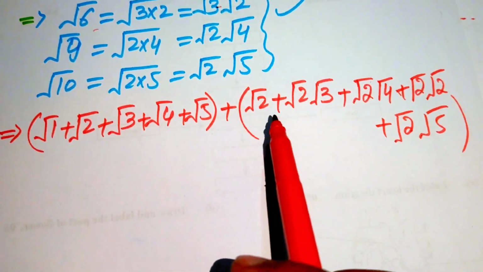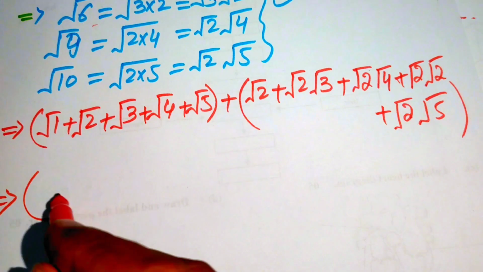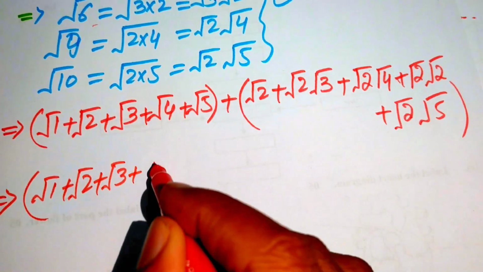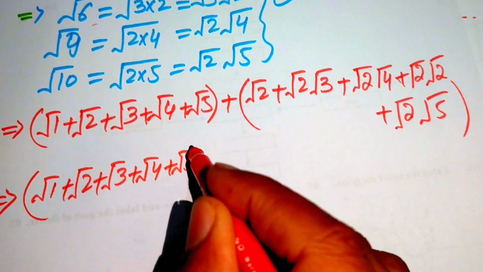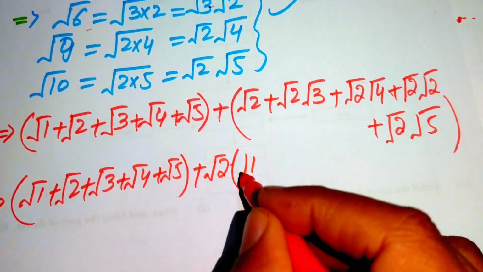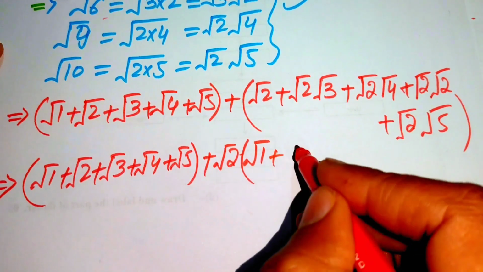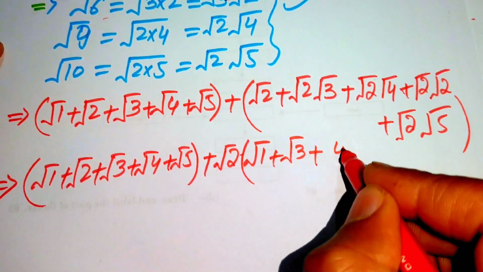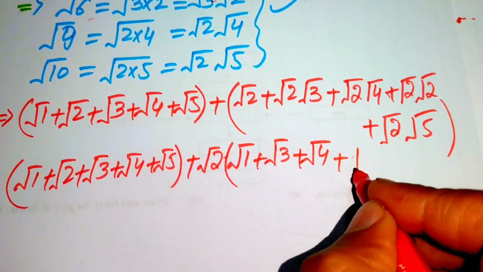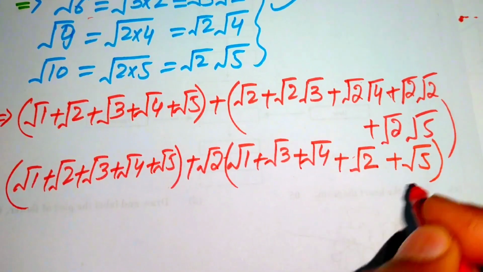So now here we take common square root of 2 from each of these terms and we write it as square root of 1 plus square root of 2 plus square root of 3 plus square root of 4 plus square root of 5, and here we take common square root of 2 and we get here 1, and we write this 1 as square root of 1 because square root of 1 equals 1, and here we get square root of 3 plus square root of 4. Here we take common square root of 2 and we get square root of 4. Here we take common square root of 2 and we get square root of 2. Here we take common square root of 2 and we get square root of 5.